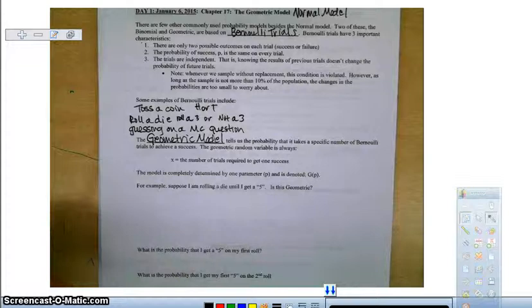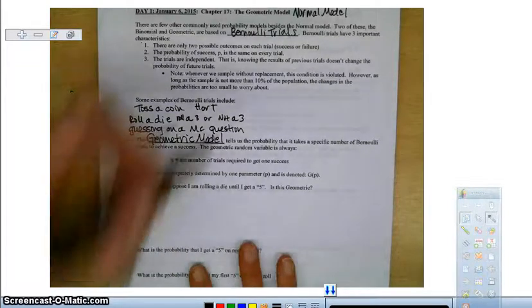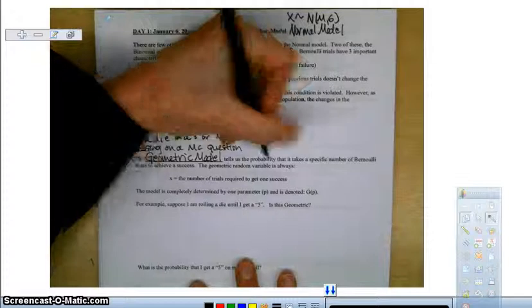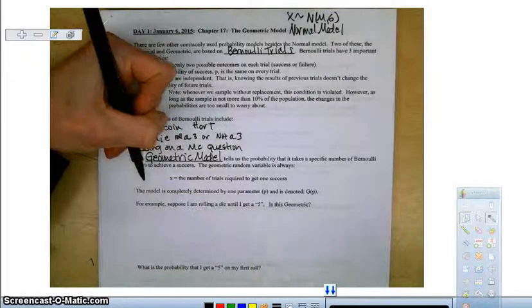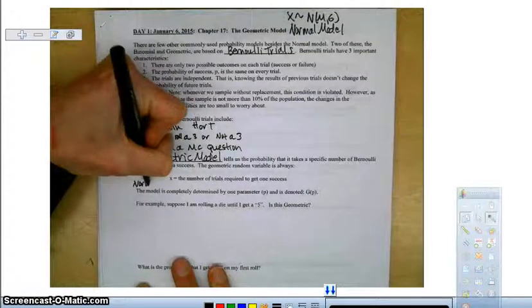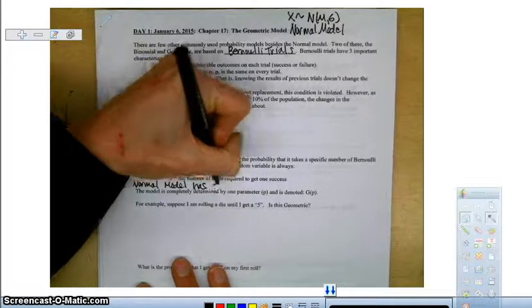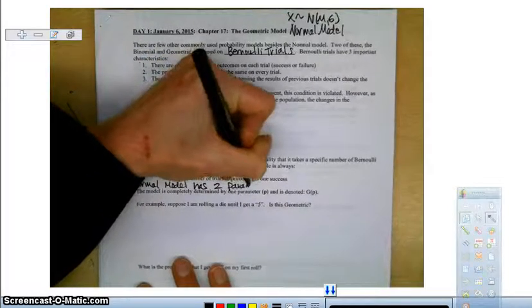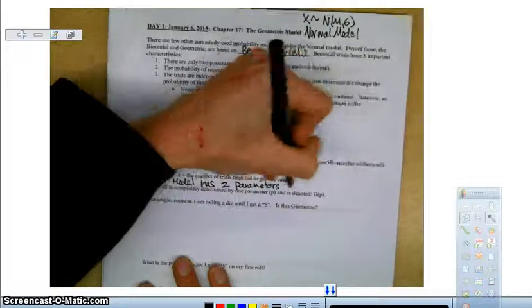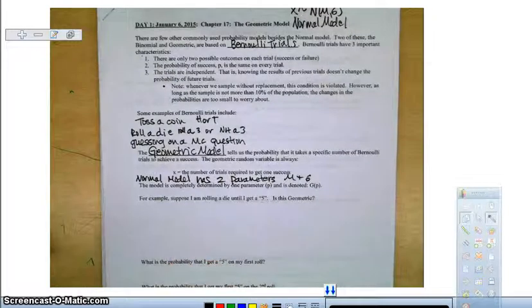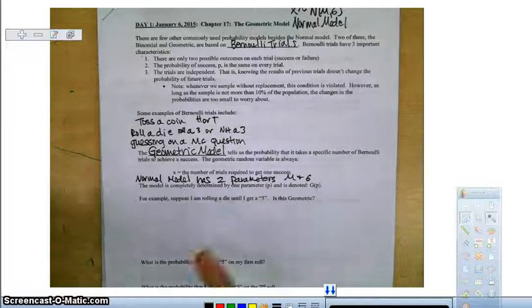So I want to clarify this. I want you to understand what the parameter is. And I'm going to do this by writing the normal model. The normal model has two parameters. They are mu and sigma. Okay? The parameters, the things that define or allow you to draw the picture of the normal model, are the mean and the standard deviation.